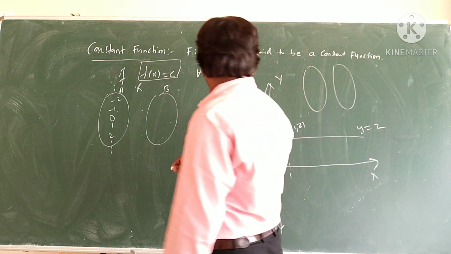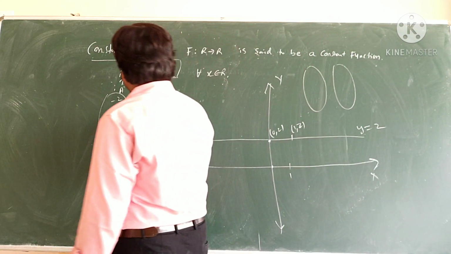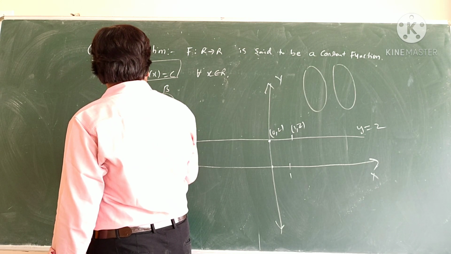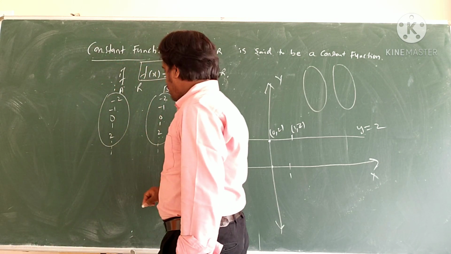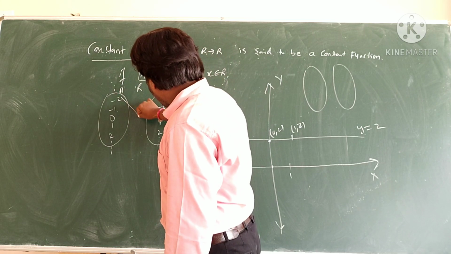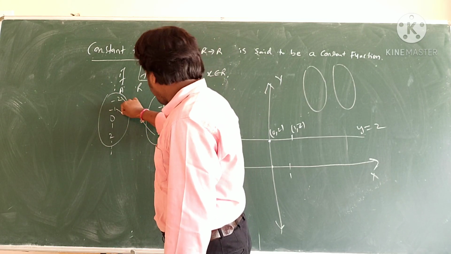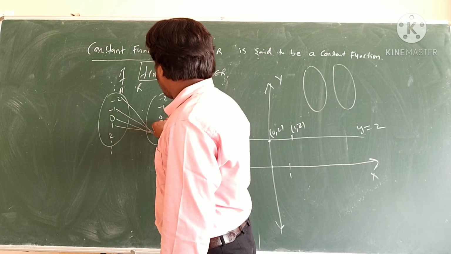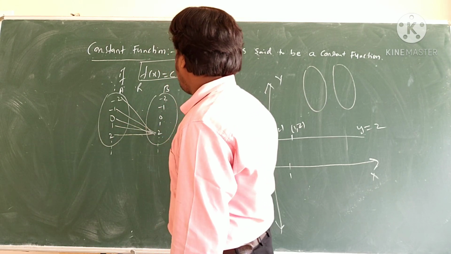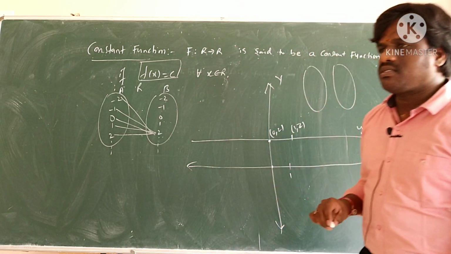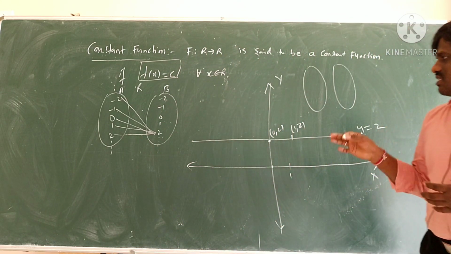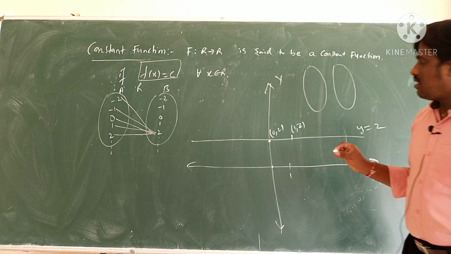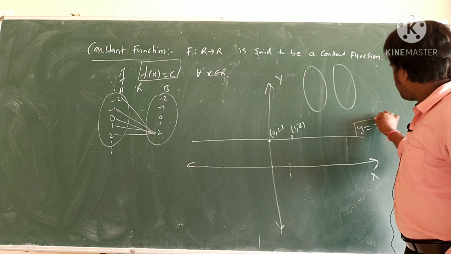If you see all these images, if you have all real numbers here also, then the image of minus 2 will be 2, the image of minus 1 is also 2, the image of 0 is also 2, the image of 1 is also 2, the image of 2 is also 2. So all have the same image. Every element has the same image. Such a function is called a constant function.